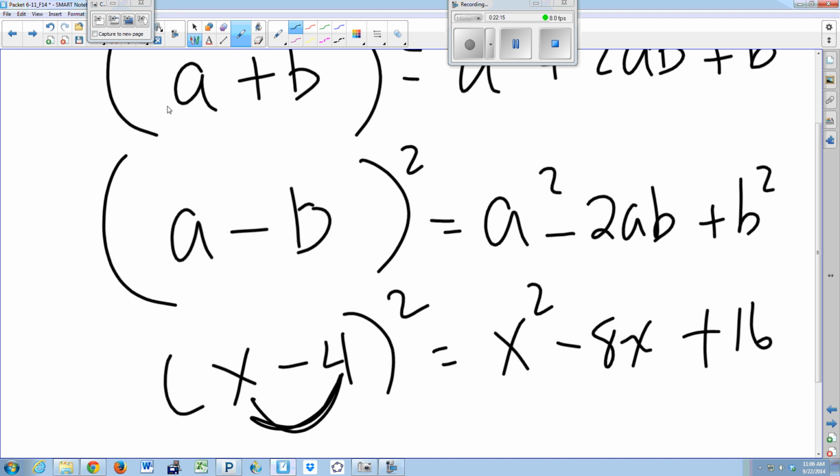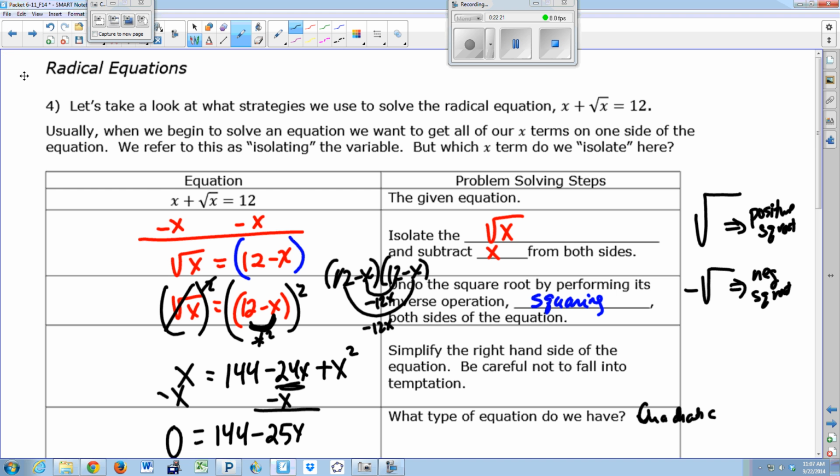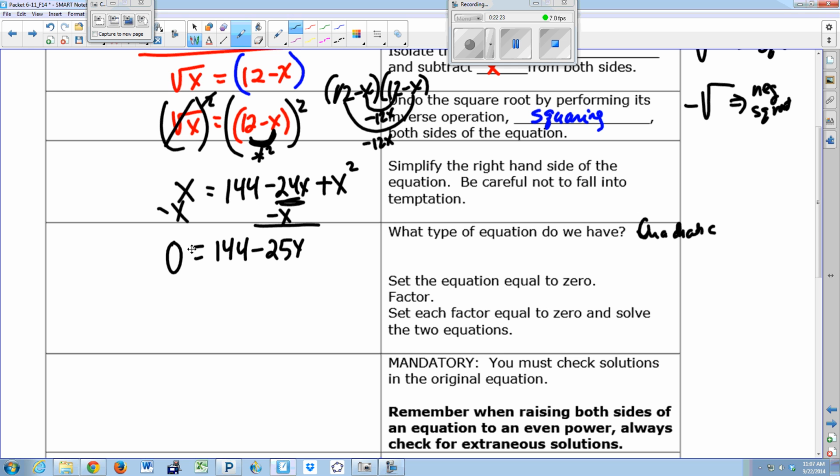But if that's too much for you, just FOIL it out. It's okay. Use your distributive property twice. That's all FOIL is. All right, any questions on this right now? Getting down to this part, I'm just going to put the right-hand side in descending order, which says I'm going to put my highest power first, my next power, and then finally the 144.